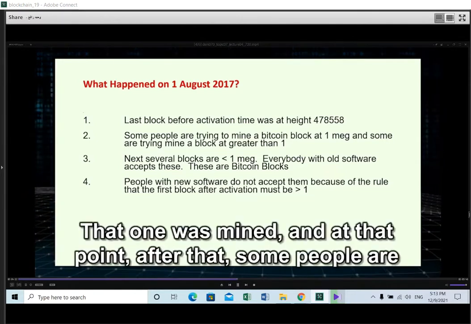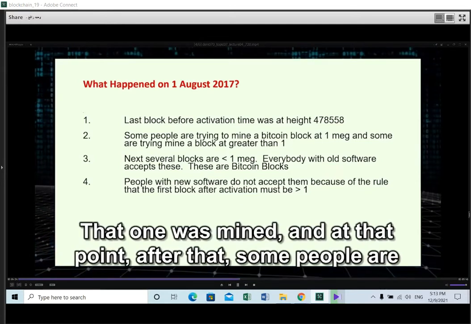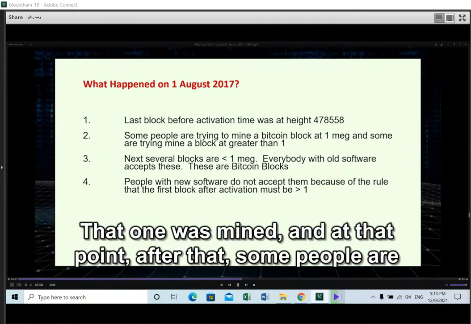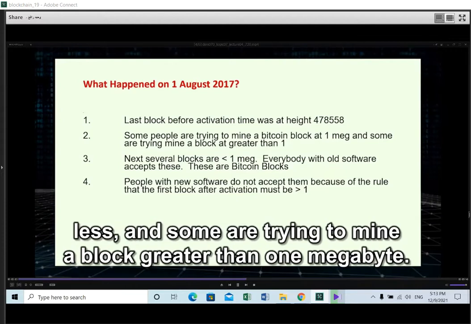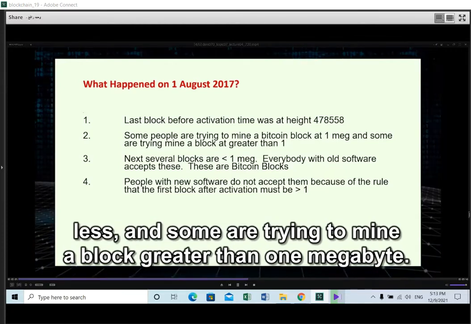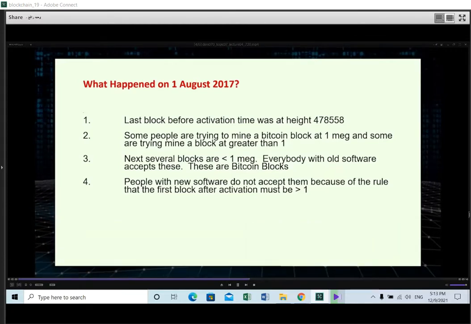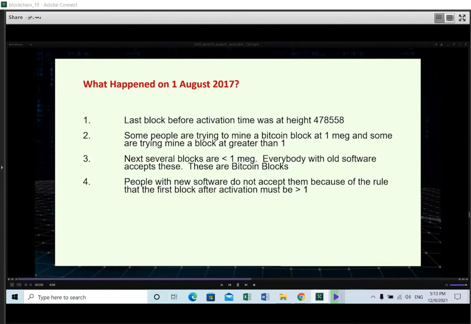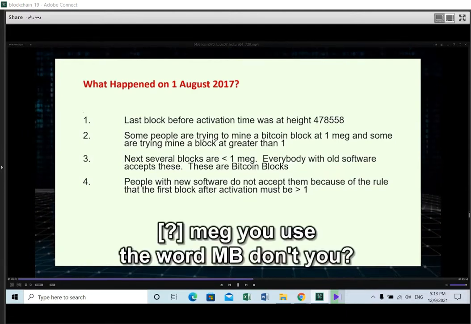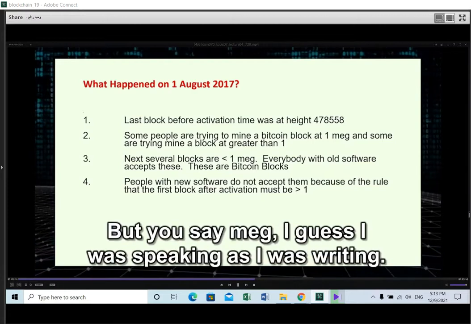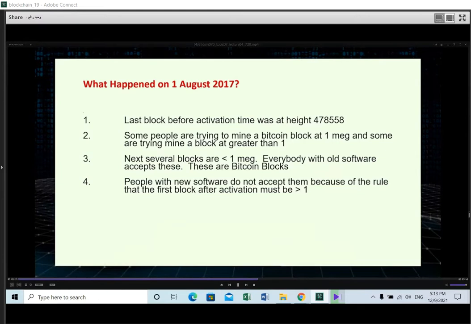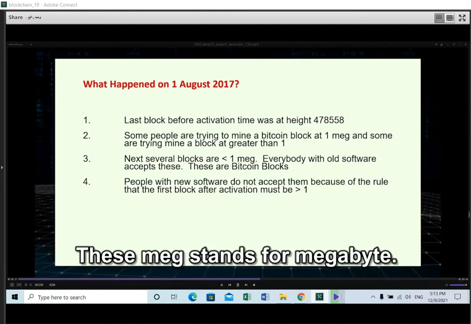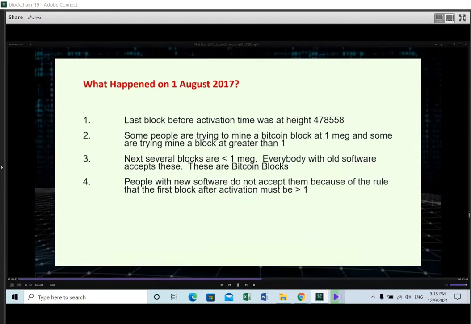That one was mined, and after that, some people are trying to mine a Bitcoin block, which would be 1 megabyte or less, and some are trying to mine a block at greater than 1 megabyte. These write meg, you write MB, don't you? But you say meg, so I guess I was sort of speaking as I was writing. Anyway, you get the idea. Meg stands for megabyte. Okay. So then what happens after that?